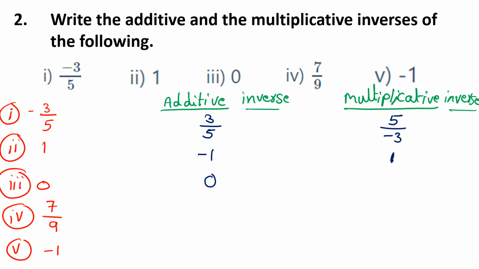Now the multiplicative inverse of 0 is not defined, because 0 divided by any number is 0, but any number divided by 0 is not defined. Okay, 7 by 9. The additive inverse of 7 by 9 is minus 7 by 9, and the multiplicative inverse is 9 by 7. The last one is minus 1. The additive inverse of minus 1 is plus 1. The multiplicative inverse of minus 1 is minus 1 only, since 1 by minus 1 is minus 1. So that is the additive and multiplicative inverses of the following.